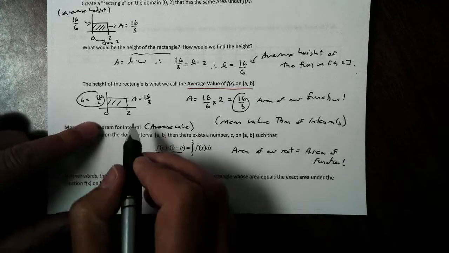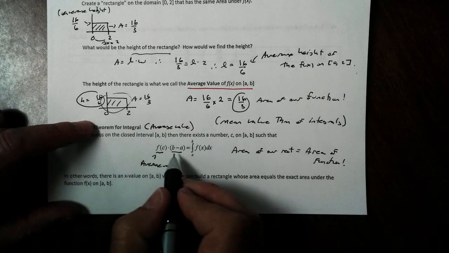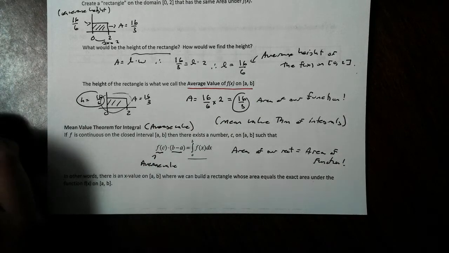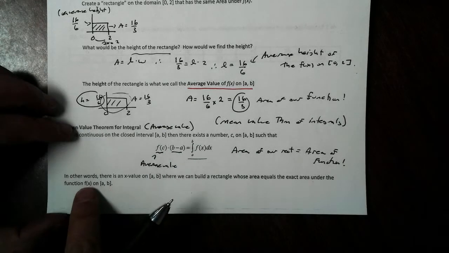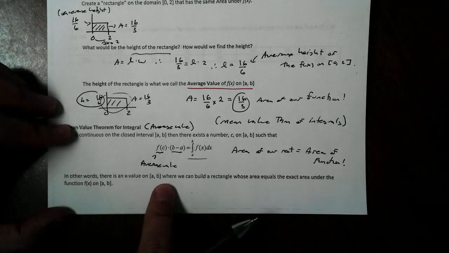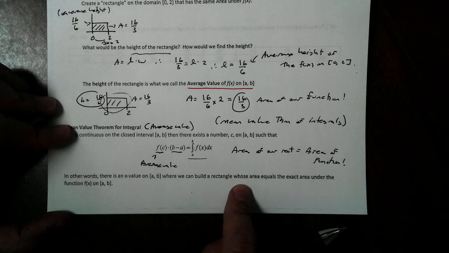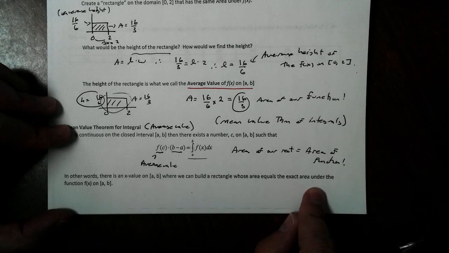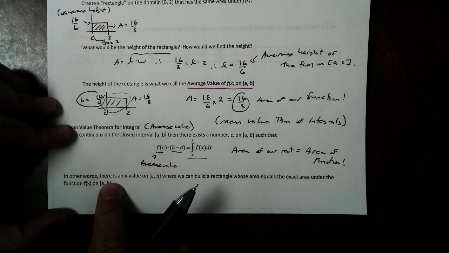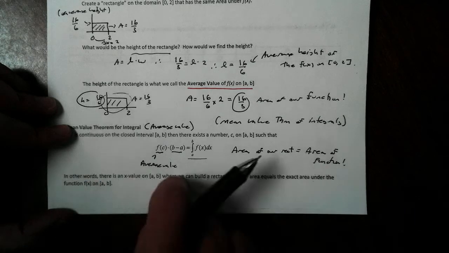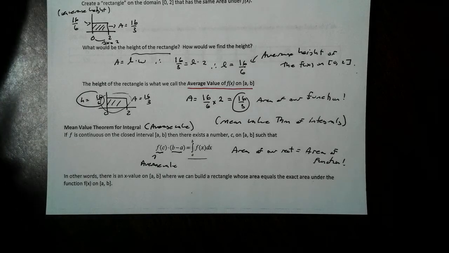And that's a big one. The area of this rectangle is going to be equal to the area underneath that function. In other words, there is an x value on [a, b] where we can build a rectangle whose area equals the exact area under the function itself. So go to part 2. We're going to take a look at a few more examples here.